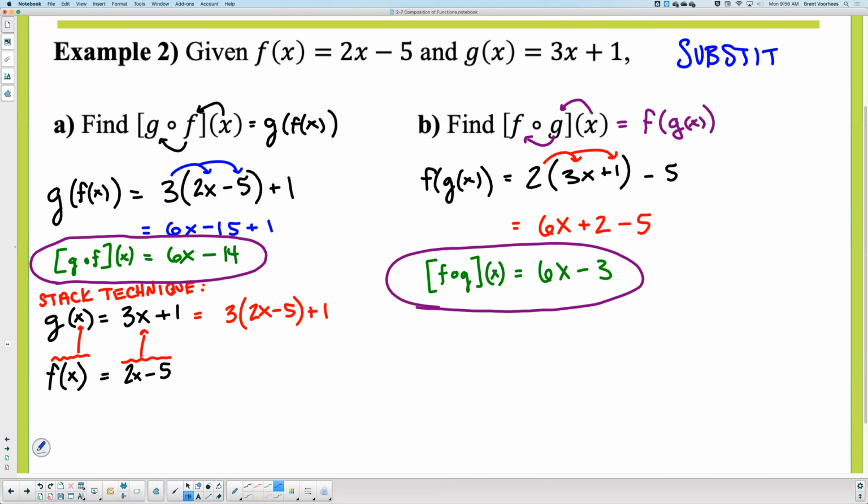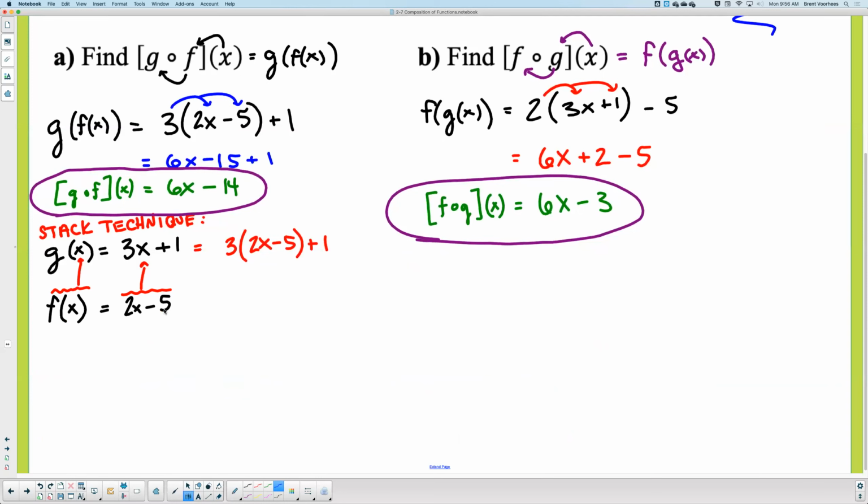Okay, and again, you could use stack technique if that helps you out. Again, that's just a technique, something to help you accomplish the task at hand. But what I have written up the top is the truly perfect algebra way. Not that it makes it better. Okay. All right, let's do a couple more. This time, what if we wanted g of f of 5 and then f of g of f of 3? How would we do that?